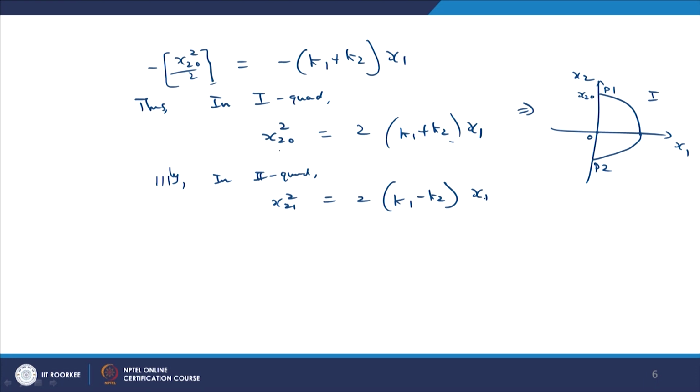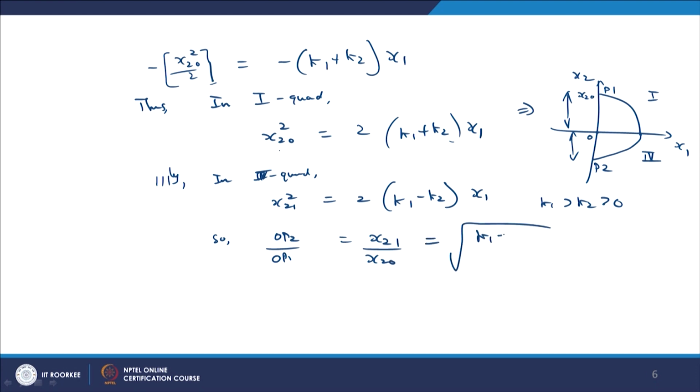So, basically it is not the second quadrant, it is this quadrant, which is the fourth quadrant. I am just making a mistake, sorry. So, this is the fourth quadrant, and we have this relationship because k1 greater than k2 greater than 0. So, the distance ratio OP2 by OP1, we have x21 by x20, which is equal to root of (k1 minus k2) divided by (k1 plus k2), which is equal to a variable q, a constant which is less than 1.